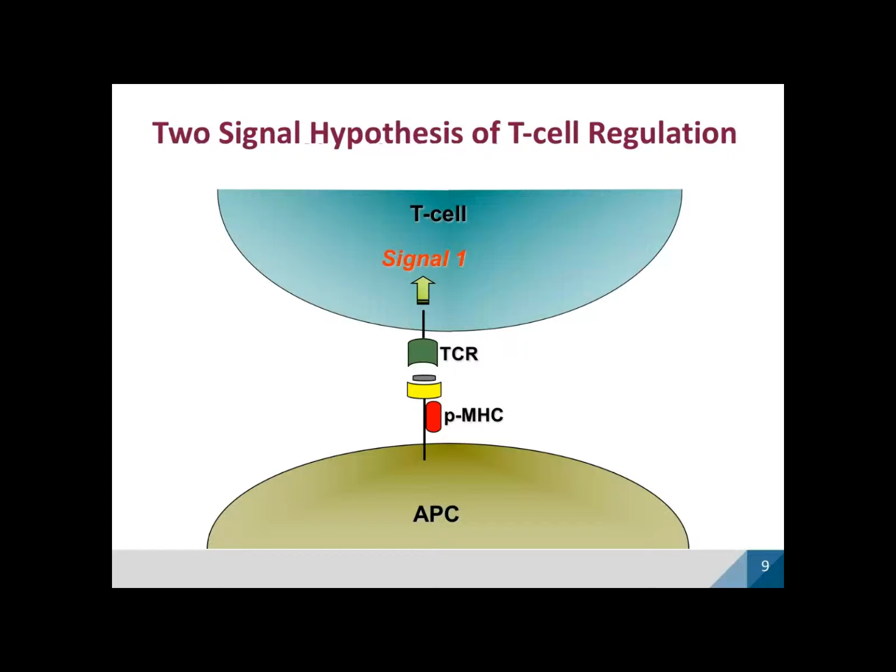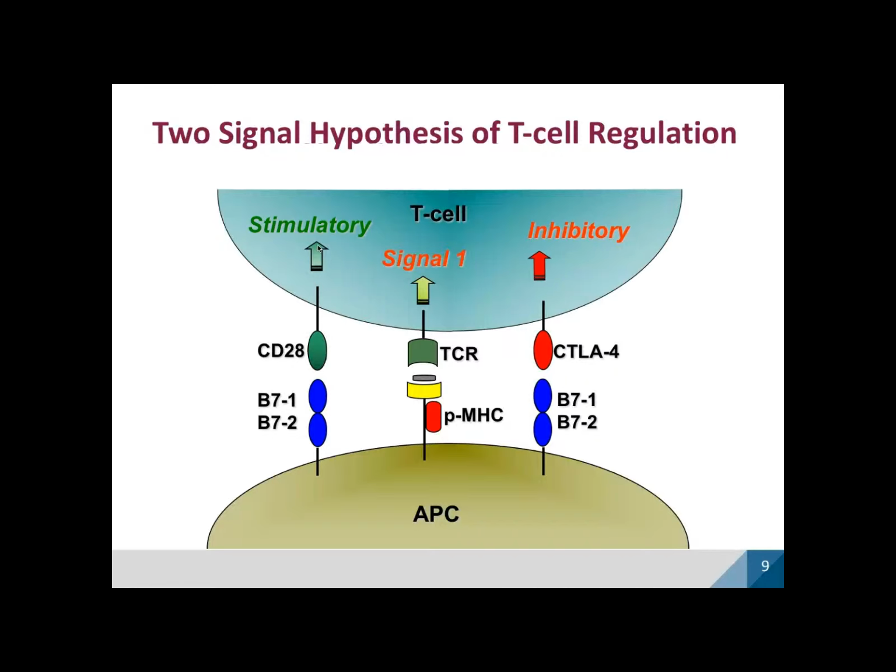We have what's known as the two-signal hypothesis of T cell regulation. This is depicted here. So if you get a presentation of antigen in the context where there are proteins on the surface of the antigen presenting cell that can interact with CD28, you're going to get a stimulatory response, and the T cell is going to react accordingly. Alternatively, as we heard from Janice's talk, if these very same molecules on the surface of the antigen presenting cell encounter CTLA4 on the surface of the T cell, you're going to have an inhibitory downregulating effect on the T cell.